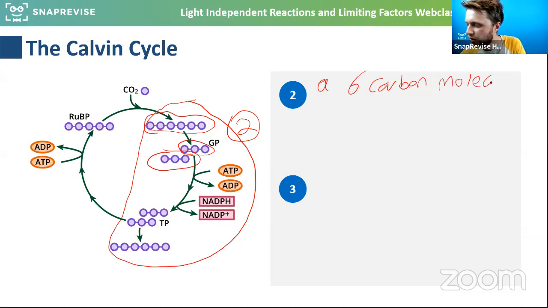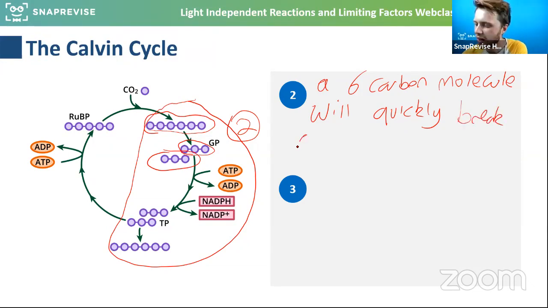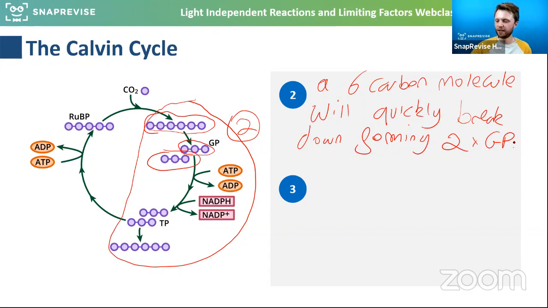So over here, you want to say a 6-carbon molecule will quickly, or you could say spontaneously if you wanted to, break down or hydrolyze. I'm going to say break down for now, just to be nice and straightforward. It will break down, forming 2 molecules, 2 times GP. So that's the first little thing that will happen. My 6-carbon molecule will quickly break down, forming a 3-carbon GP molecule, but there are 2 of them. This all happens very, very quickly.